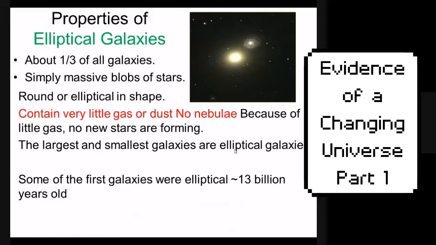They make up about a third of all galaxies, and some of the very first galaxies were elliptical because it's not that hard to make a circular shape. It does take a little bit of time to allow gravity to compact them into that sphere, but other than that, it's a pretty quick process to make it.